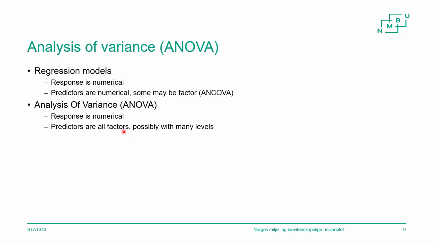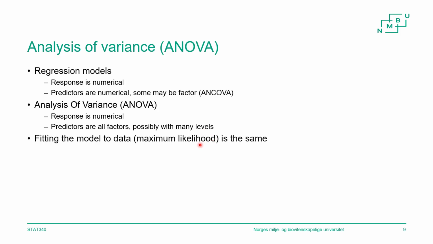And at least in my experience, ANOVA is something we typically use when we have designed experiments. So we do experiments under certain conditions, and those are the factor levels. And then we measure some response. So the response is numerical, large or small. But predictors are all factors with levels. And there could be many levels, but in most examples we see it's not that many, but more than 2 at least.